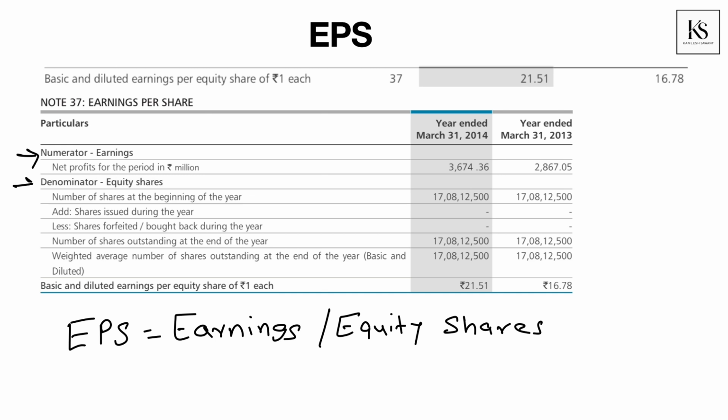The detailed calculation is as shown below. The company indicates that there are 17 crore 8,12,500 shares outstanding in the market. Dividing the total profit after tax number by the outstanding number of shares, we can arrive at the earnings per share number.